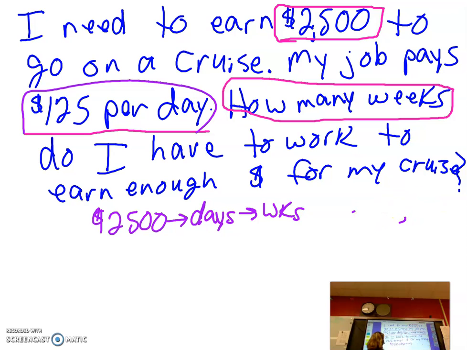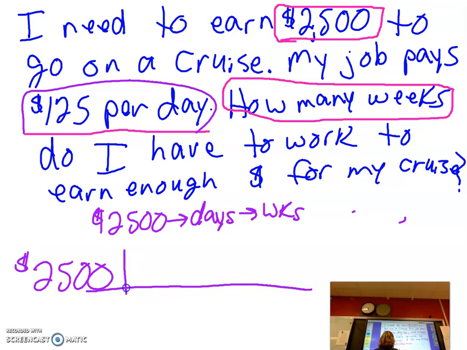So let's set this up. I'm starting with $2,500. I'm going to do the table method just to keep myself organized here. I know I want my answer to be in weeks. My first step is to get rid of what I started with. Those units have to go away. So I have $2,500. I want dollars to go away.